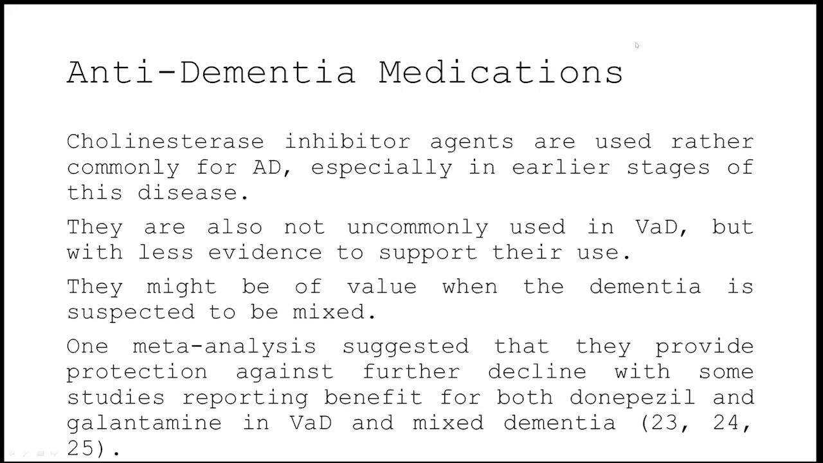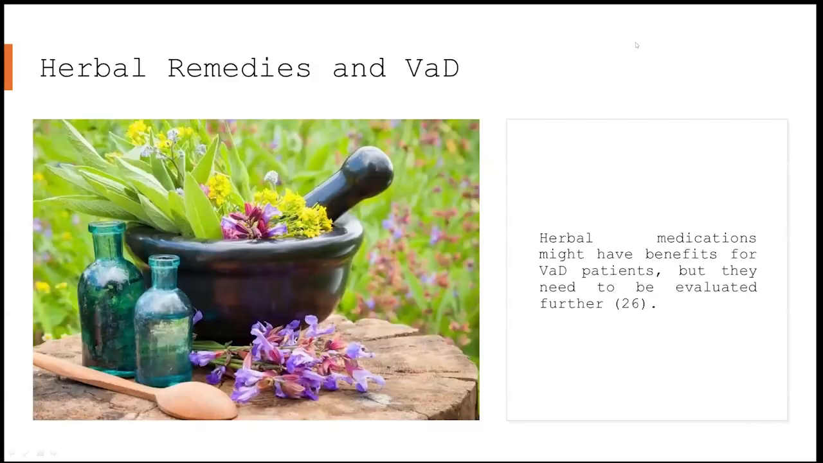Cholinesterase inhibitors are used rather commonly for Alzheimer's disease, particularly in the earlier stages. They're not uncommonly used in vascular dementia, but with less evidence to support their use. They're helpful when it's mixed vascular and Alzheimer's disease dementia. One meta-analysis suggested that anticholinesterase inhibitors provide protection against further decline, with some studies reporting benefit for both donepezil, Aricept, and galantamine in vascular dementia and mixed dementia etiology.